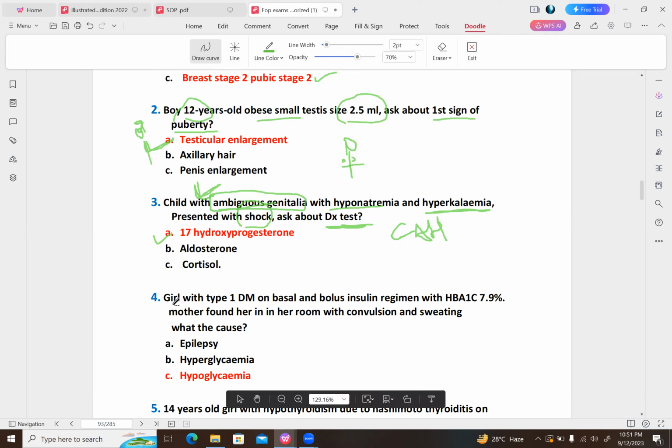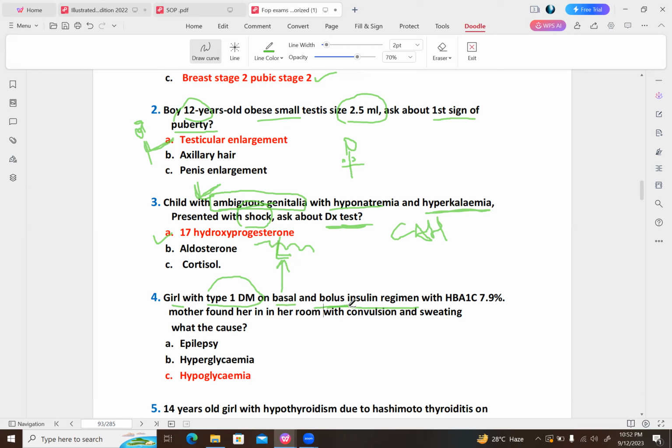They say that a girl is with a type 1 diabetes mellitus and she is on basal and bolus regime of the insulin. What is the basal and what is the bolus? Basal is the long acting. I will write L, long acting insulin, which gives you the constant stream of insulin. Okay? This is the long acting, called the basal regime.